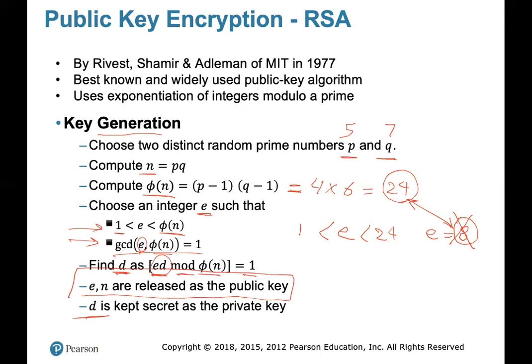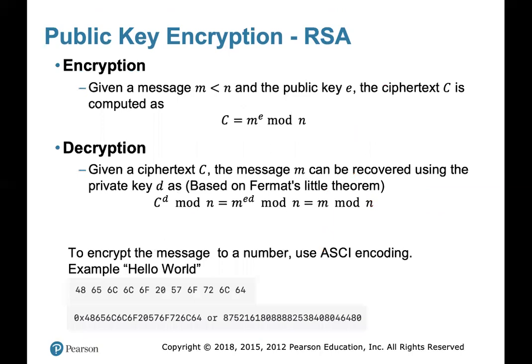So based on this, now let's talk about encryption and decryption. We said E and N are the public key, and D is the private key. So the encryption is very easy. It's just power computation. Of course, in modulo n, whatever we are talking about here is modulo arithmetic. It's not a normal power.